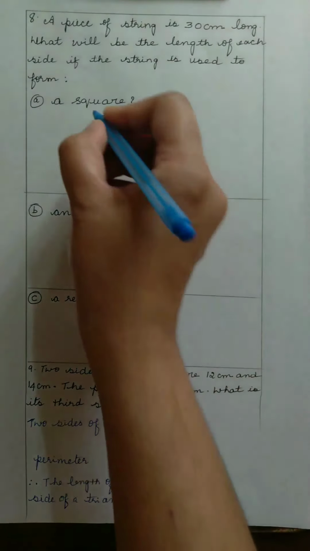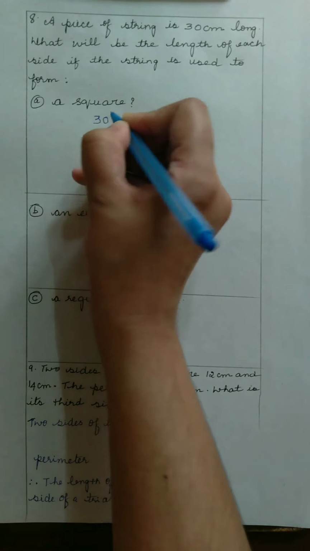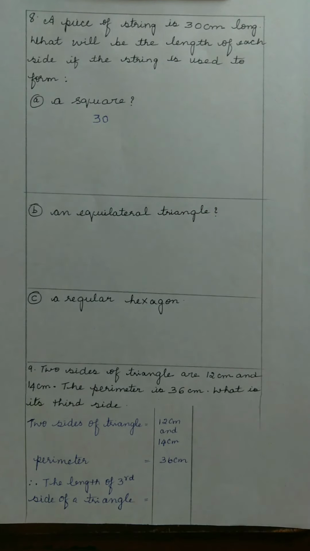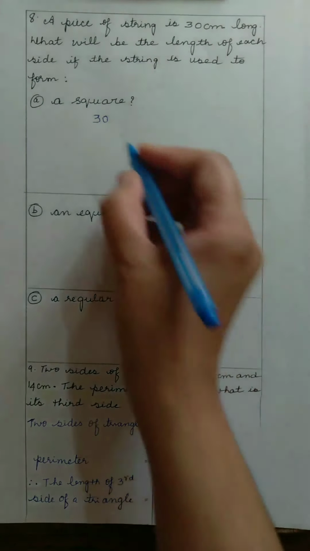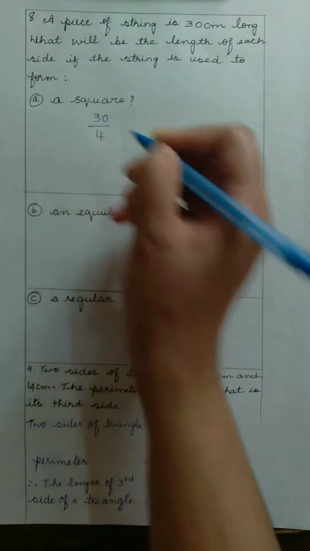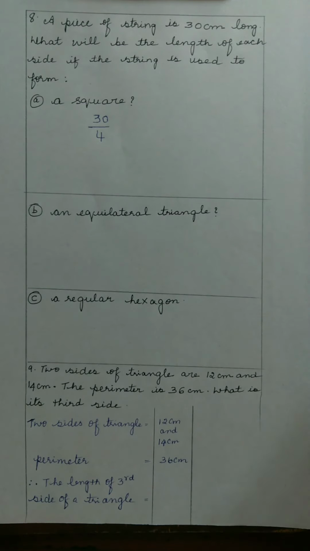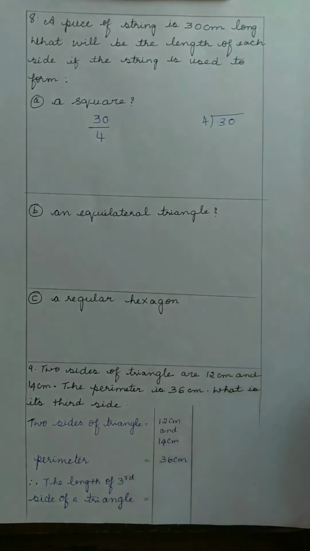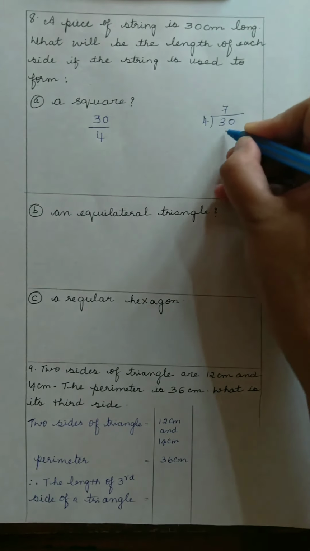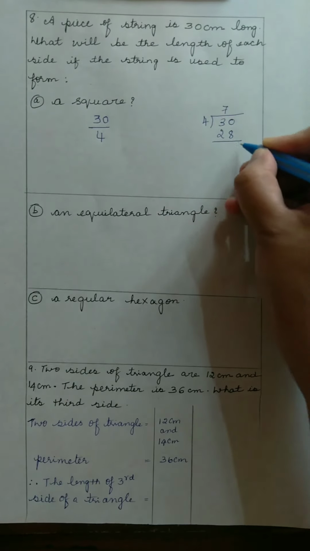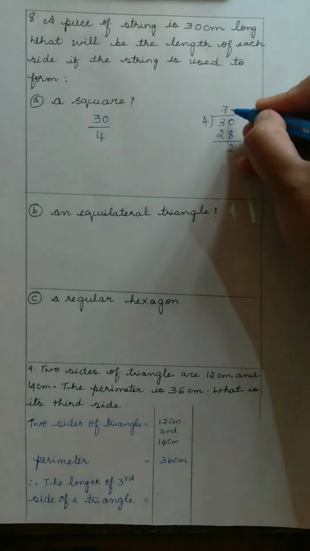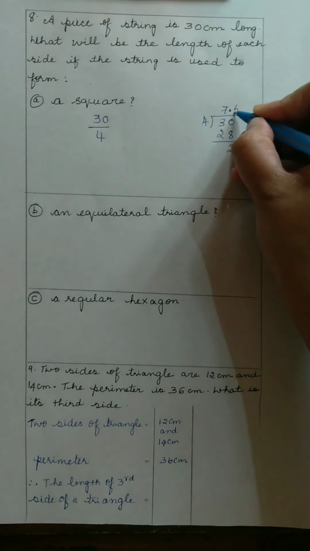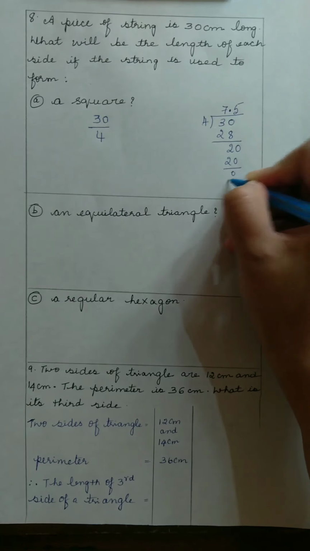Therefore, children, 30 centimeter is the length of the string. When it has been transformed into the square form, the square has 4 sides. Therefore, divided by 4. Now, when we divide 30 by 4, 4 sevens are 28. 30 minus 28, 2 is the remainder. Take the decimal point, put here 0 since 2 is lesser than 4. So, 4 fives are 20.